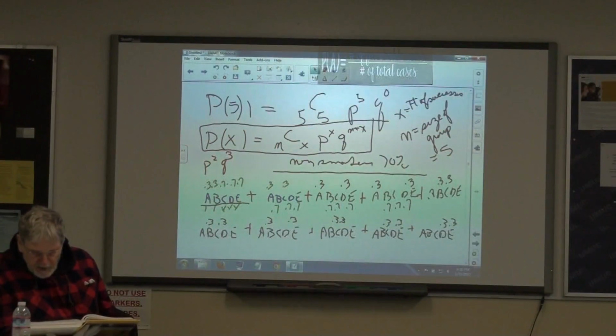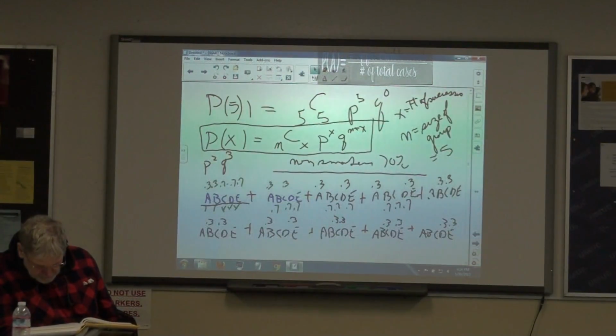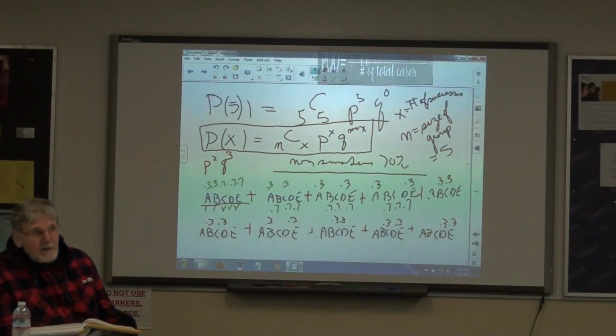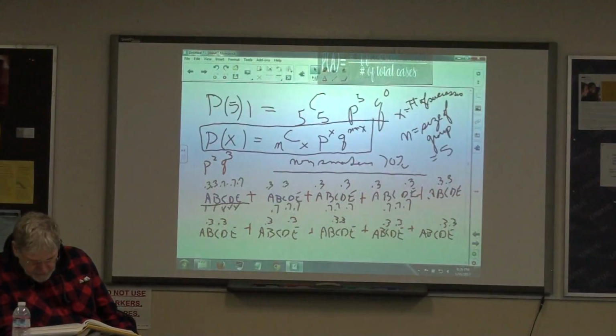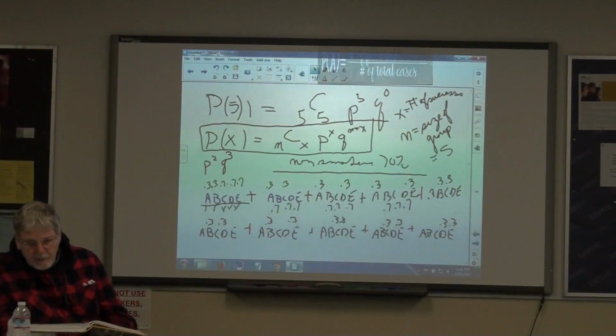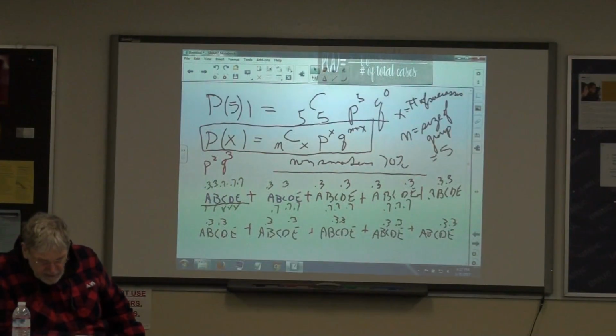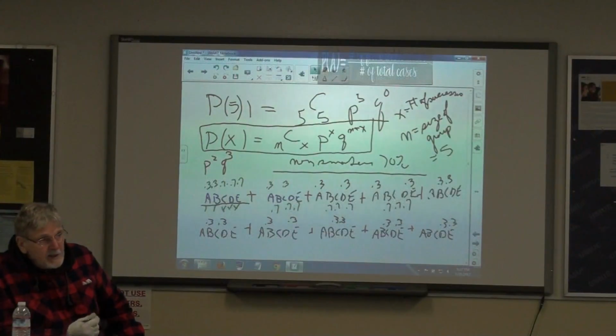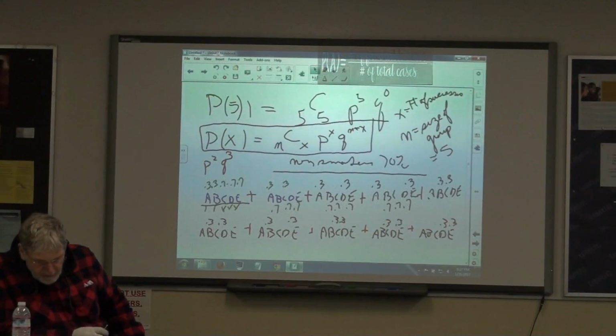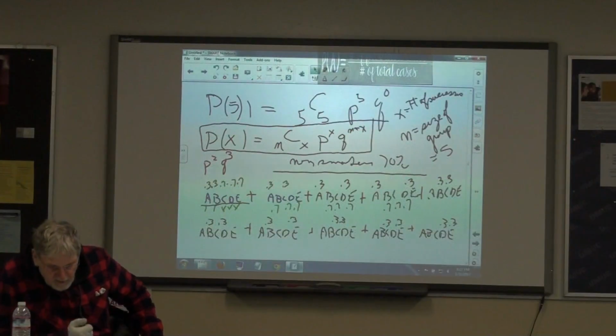That formula is at the bottom of page 235. P of x, that is x successes in a trial of size n, is C n x. They call it n factorial over n minus x factorial times x factorial. It's another way of writing C n x. Times p to the x, q to the n minus x, where n is the number of trials, x is the number of successes among the n trials, p is the probability of success in any one of the trials, and q is the probability of failure in any one of the n trials.